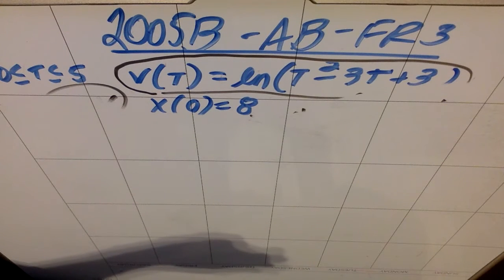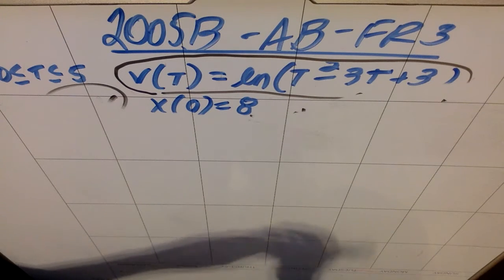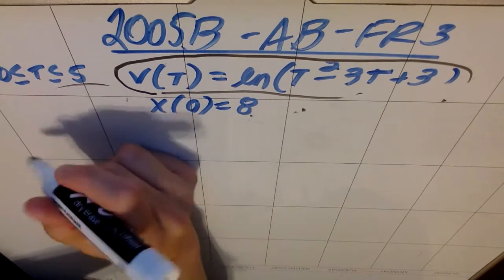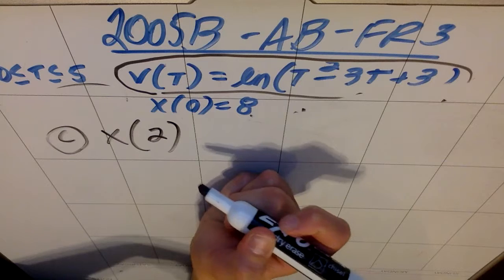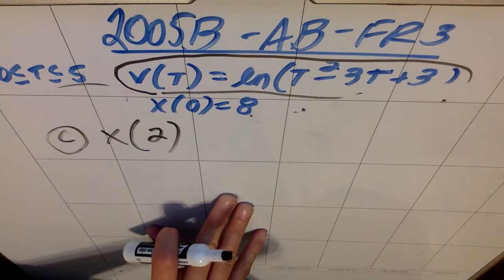Part, that was B, right? Part C, find the position of the particle at 2. Okay, so for part C, they want x of 2, right? So they want our position x of 2.